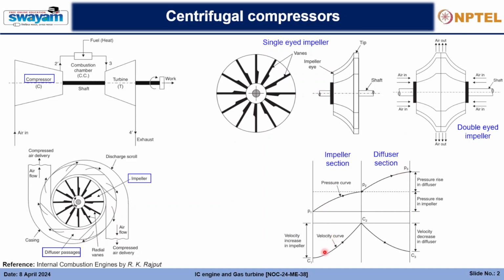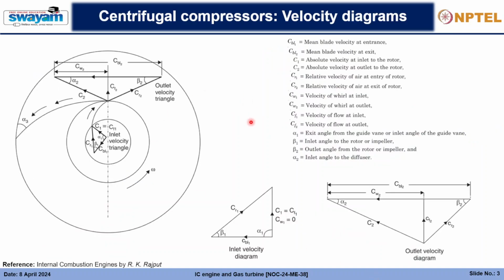And since you can see the velocity rise, we'll have to use these velocities to analyze the compressors. So first we'll have a look at what velocities are associated with a compressor. You can see here, this is denoting all the information related to the velocities, and these are the two velocity diagrams we will have at the inlet and at the outlet. So let us look at these velocities.